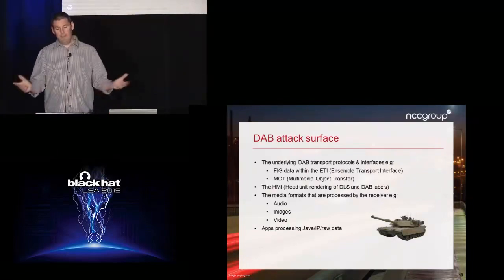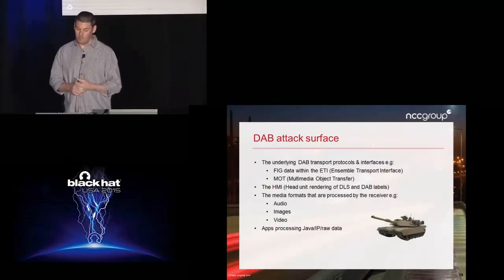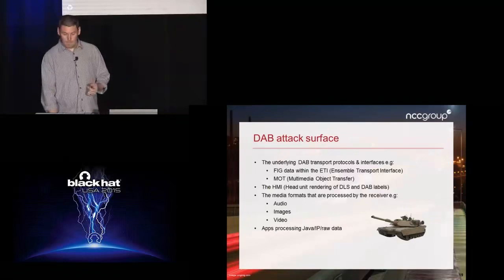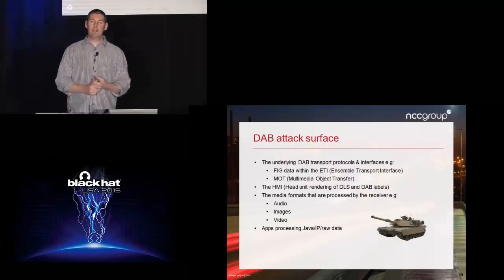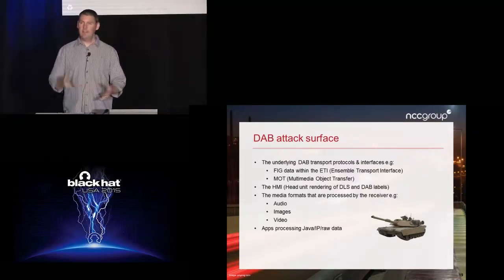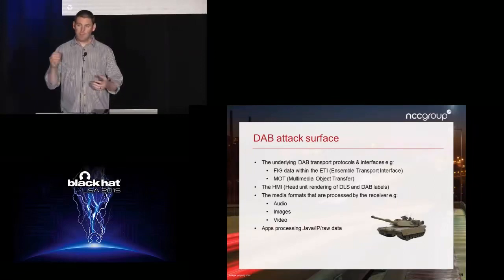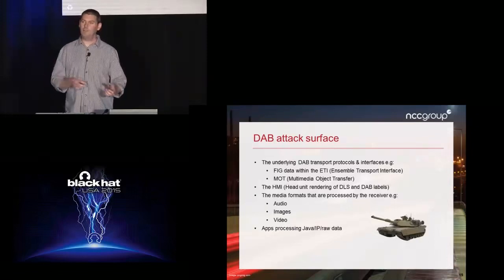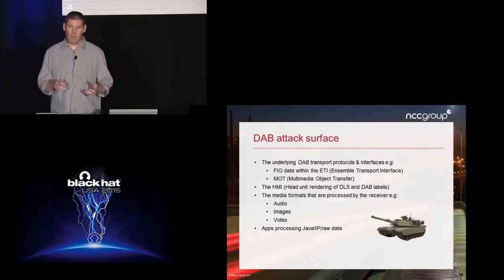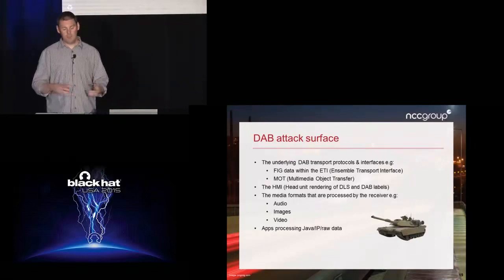So what about the DAB attack surface? I've hinted at various bits and pieces along the way about where there may be potential security vulnerabilities. The FIG data within the ETI, because of its sheer complexity, needs to be parsed and processed by the receiver. So manipulating that and crafting elements of it to try and generate memory corruption vulnerabilities in the receiver's parser software is an obvious place to start.